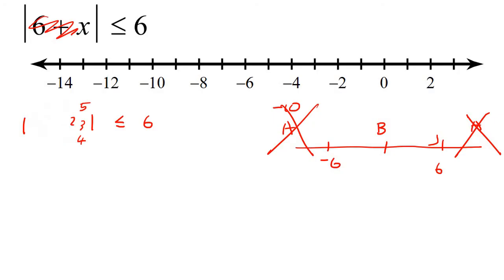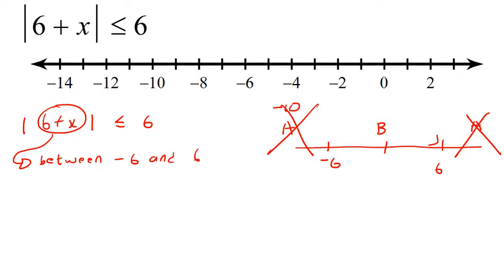So what we can do now is we can put the 6 plus x back, and we can say that this 6 plus x must be something between -6 and 6. So the way that you write that is you say 6 plus x must be something bigger than -6 and smaller than 6. Okay? So all that we're doing is saying that this part here, which is the part that's in the absolute value, must be between -6 and 6, because we said interval B is the correct one.